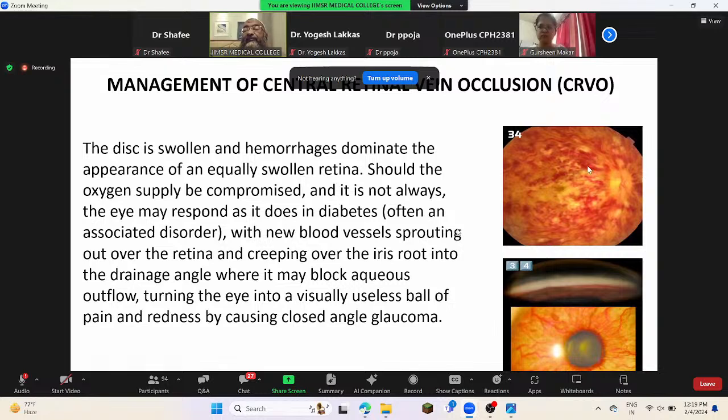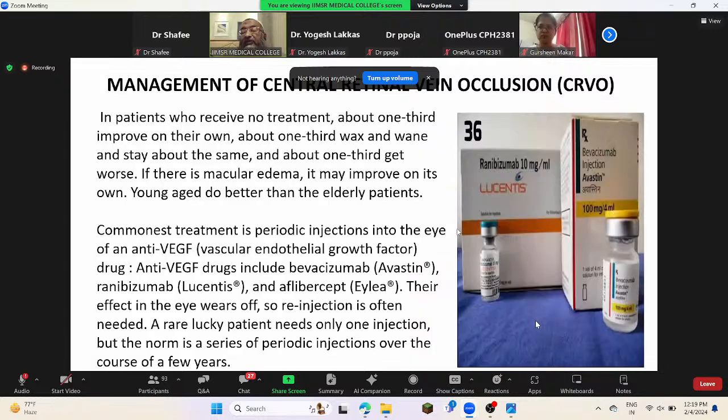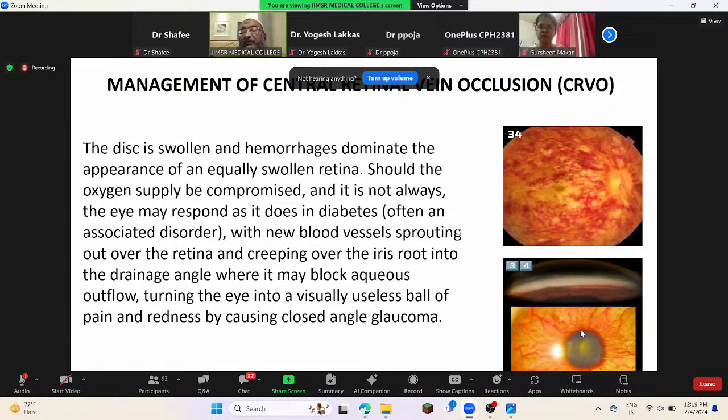Here you see is the classical CRVO view. What you see here, down here, this is the formation of new blood vessels, new vascularization of the iris, and this is the angle. The angle is blocked due to these new vessels, due to which the aqueous cannot flow out, and as a result of that, glaucoma develops in the eye.